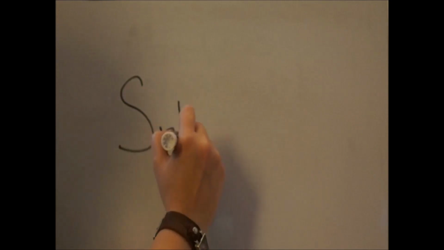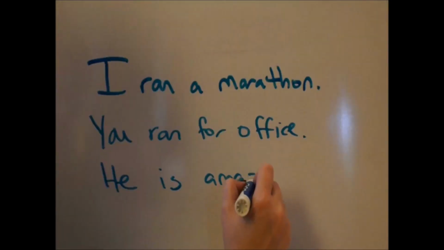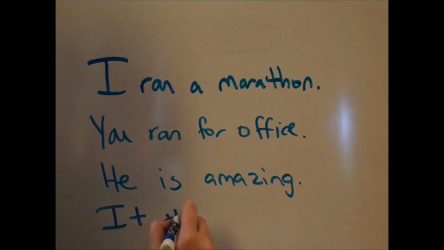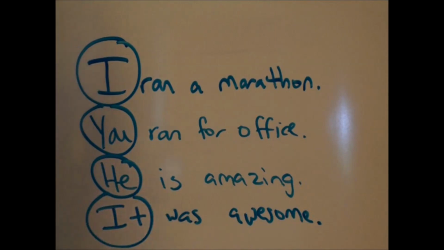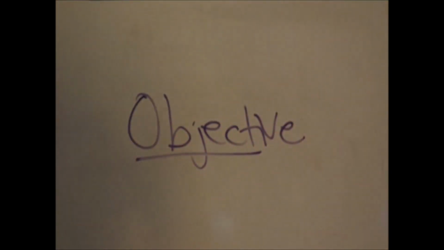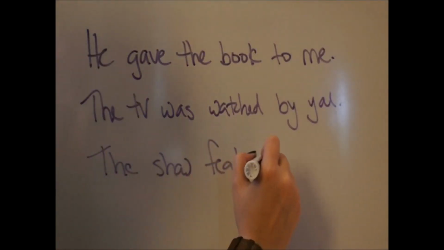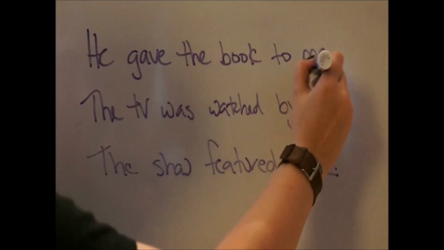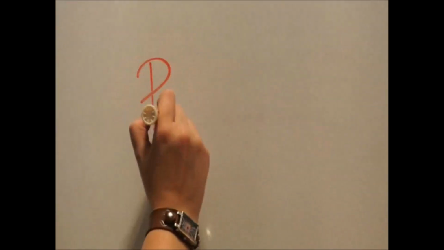Now, another issue you might have is with case. English has 3 different cases. What am I talking about? Well, there is the subjective case. This is when your pronoun is the subject of the sentence. For instance, I ran a marathon, you ran for office, he is amazing, it was awesome. I, you, he, and it are all the subjects, so they're in the subjective case. Or there is the objective. Those are all objects. In other words, he gave the book to me, the TV was watched by you, the show featured her. Me, you, and her are all objective case in terms of pronouns.